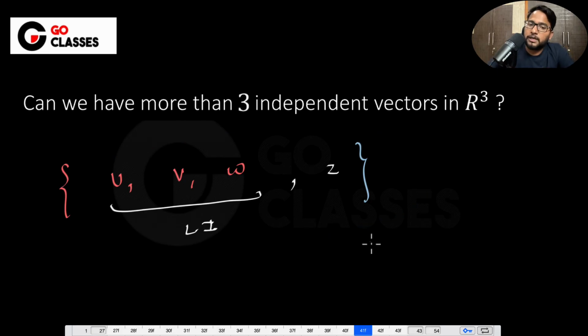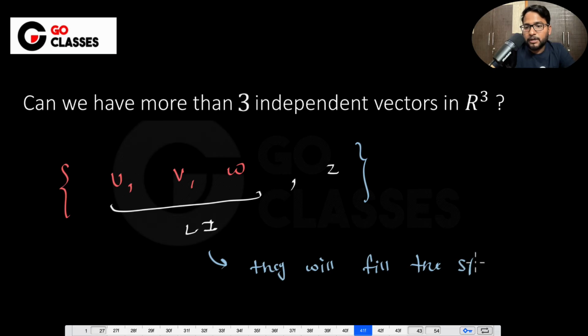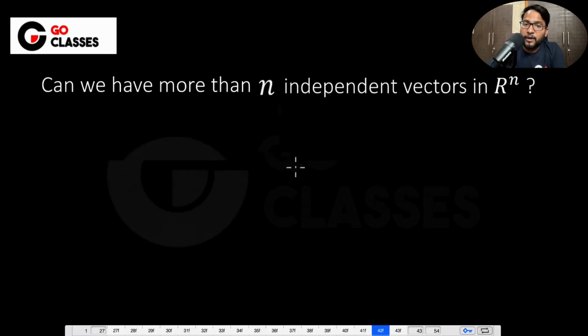I'm talking about R3. As you know, in R3, if you have 3 linearly independent vectors, then they will fill the space. Since they are filling the space, Z can be obtained using UVW. That is why this whole thing cannot be linearly independent, because Z is dependent on UVW, right? Because they will fill the space. So the answer is no. In general, can we have more than n independent vectors in Rn? Then the answer is no, right?